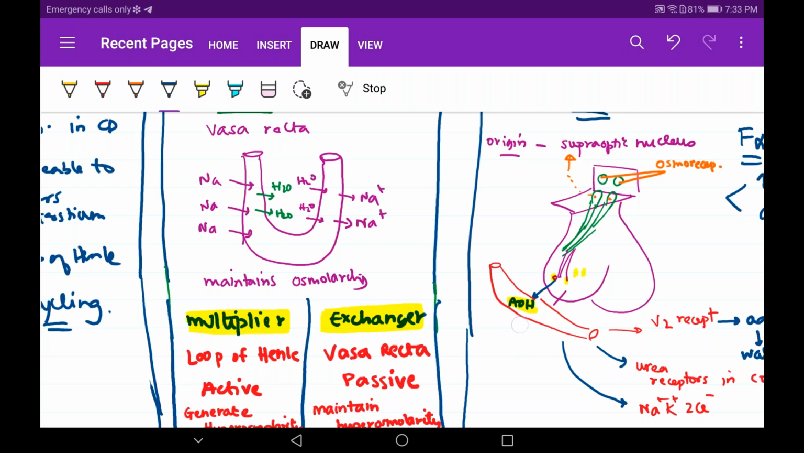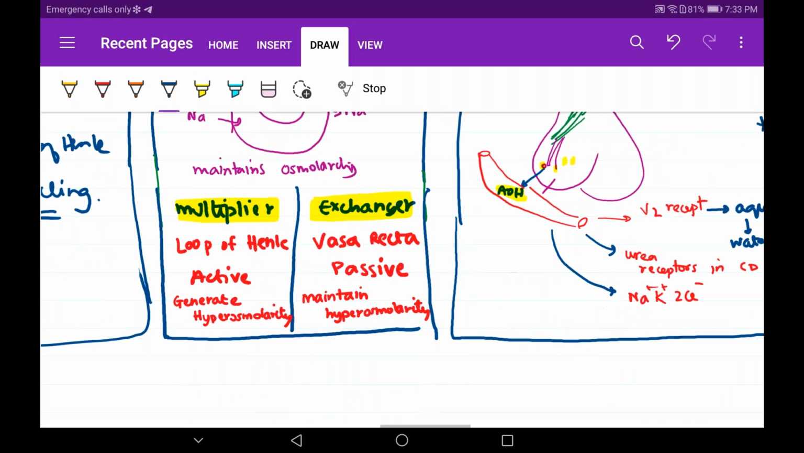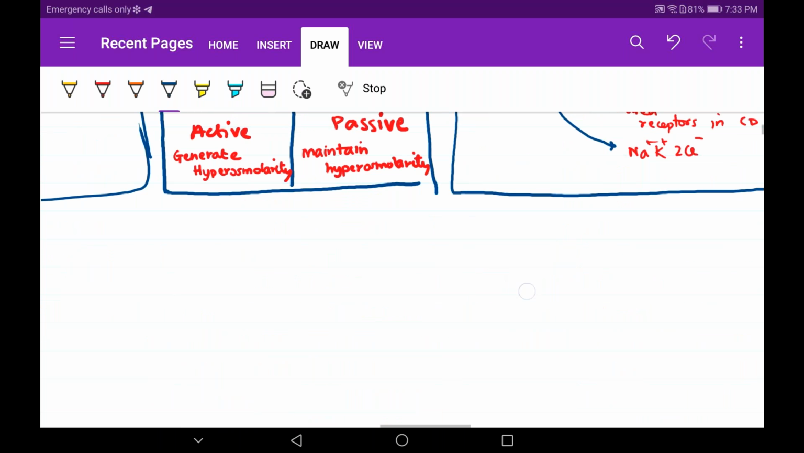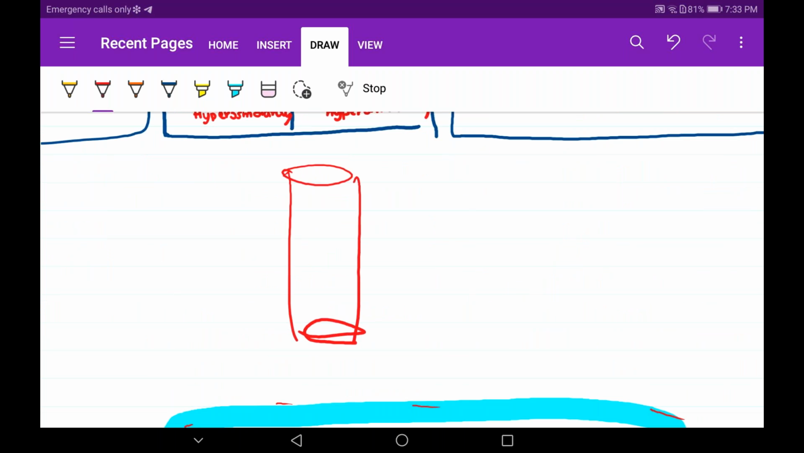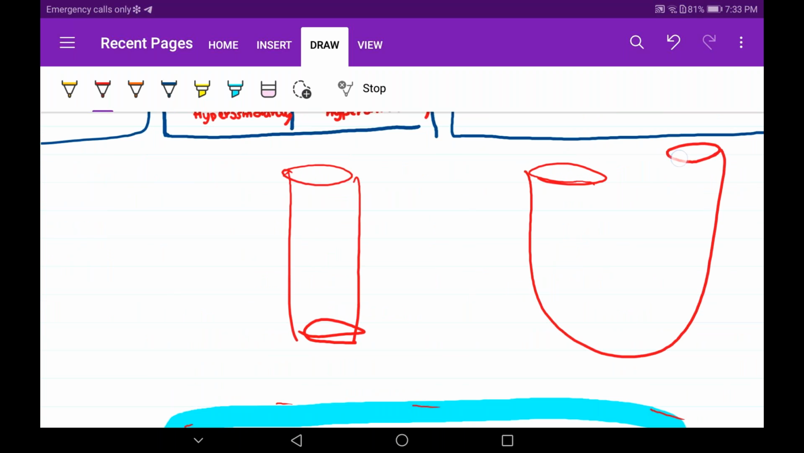The vasa recta is coming and taking away whatever is reabsorbed there. Am I right? Okay, I think they're getting confused. Okay, simple example.